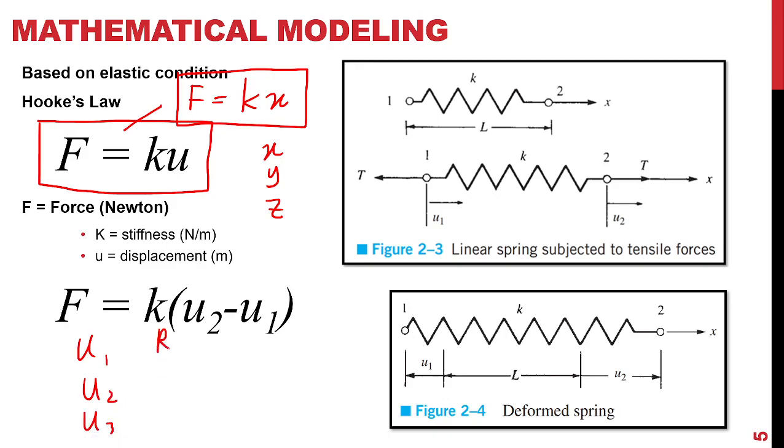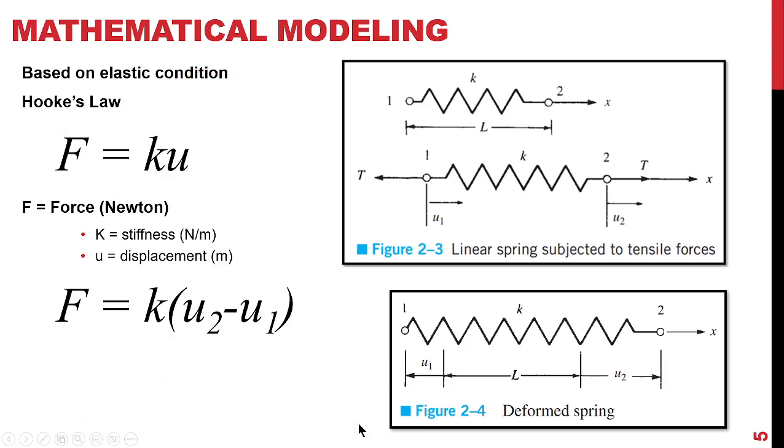For rotation, you can call R1, R2, R3. Certain software uses UX, UY, UZ, or RX, RY, RZ for rotation. So mainly, in structural analysis, we use Hooke's law.